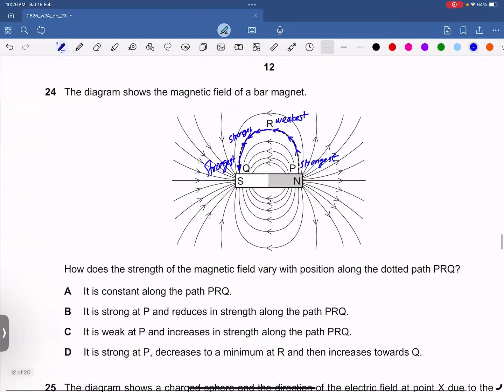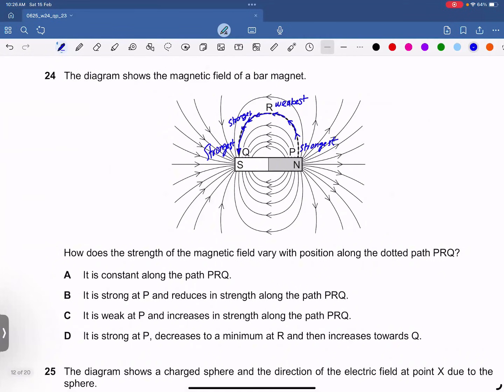Let's see which option is matching our explanation. Constant, no. Strong at P, yes. Reduces the strength, yes, but it reduces the strength only till R, so this is also wrong. It is weak at P, no. It is strong at P, yes. Decreases to a minimum at R, then increases to a maximum at Q. Option is D. Proceed to question number 25.